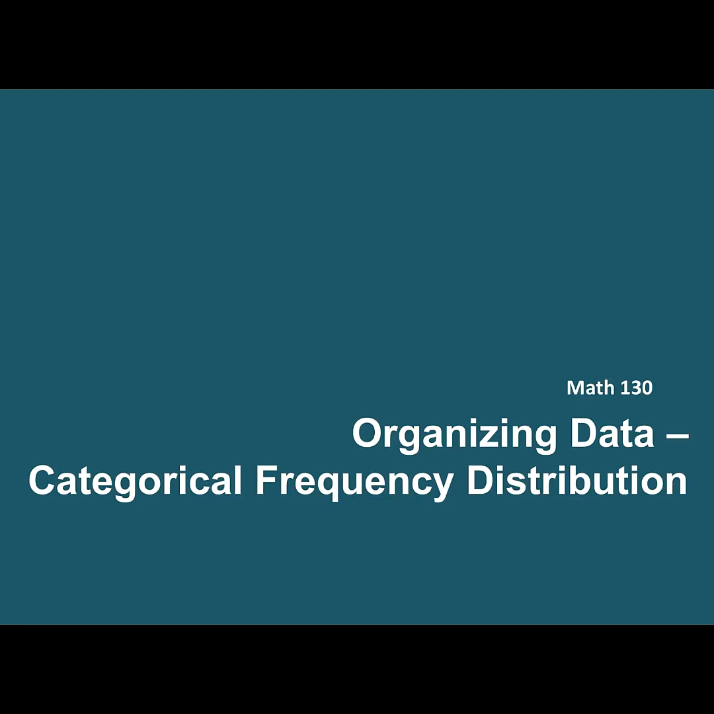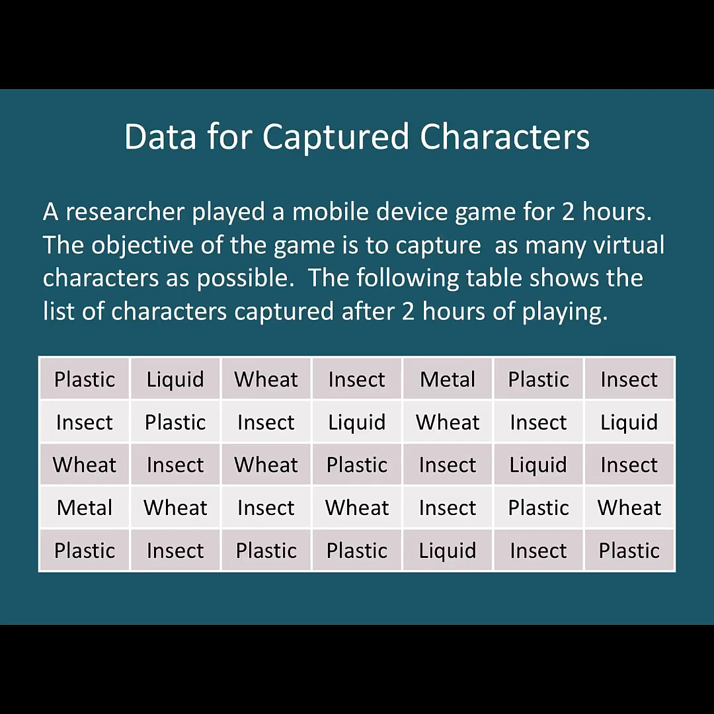In this section, we're going to learn how to organize data, in particular with a categorical frequency distribution. For example, let's say a researcher played a mobile device game for 2 hours, and the objective of the game is to capture as many virtual characters as possible. The following table shows the list of characters captured after 2 hours of playing. The characters in this particular game are plastic, liquid, wheat, insect, and metal.